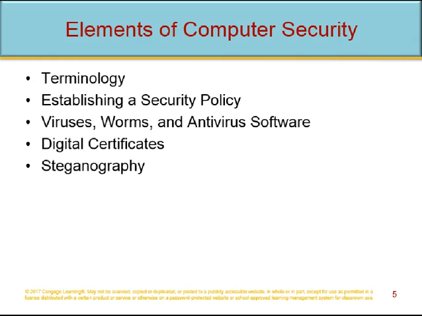Let's look at viruses, worms, and antivirus software. A virus is software that attaches itself to a host program and causes damage when the program is activated. A worm is a virus that replicates itself on computers that it infects, and it spreads quickly through the internet. A macrovirus is a small program that is embedded in a file.